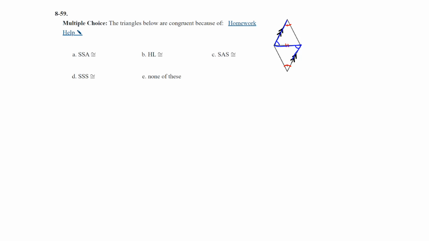And so if that's the case, we have angle, which is here, then another angle, which is here, and then the side, which is here. So by angle, angle, side congruency, and then we look at them, we have side, side, angle, hypotenuse, leg, which is for right triangles, side, angle, side. None of them have two angles on here, so we're going to go with E. None of these would represent why the two triangles are congruent.